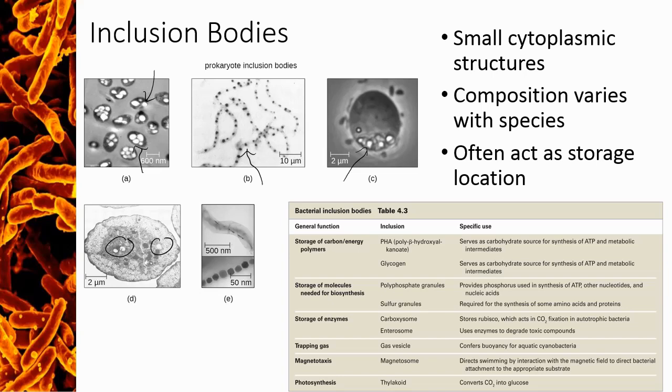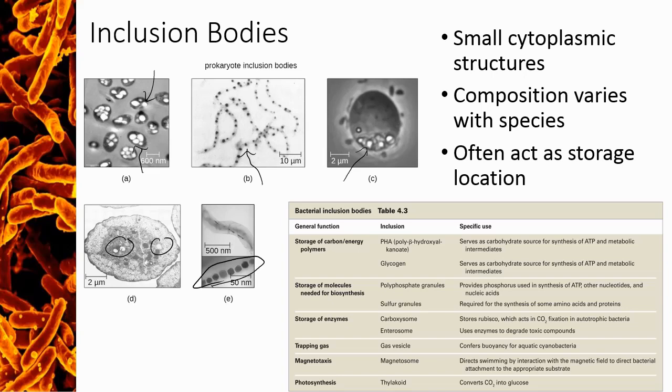And then in E, we see structures called magnetosomes, which are really neat. Magnetosomes allow the cell to orient on the Earth's magnetic pole, kind of like a compass. And so it allows them to control the direction that it's swimming in.